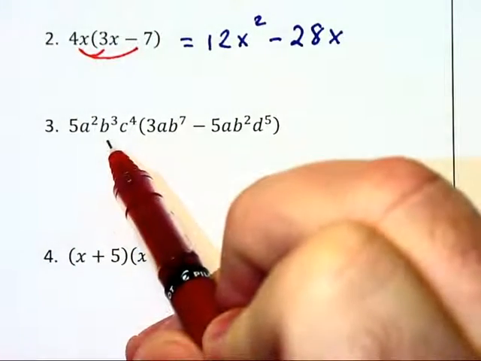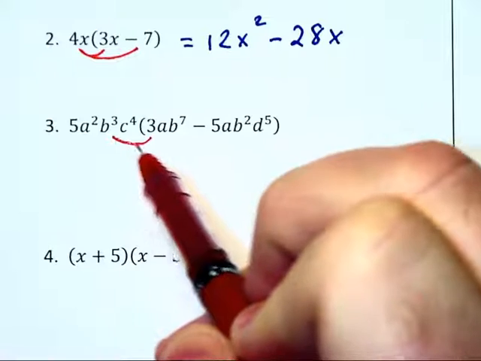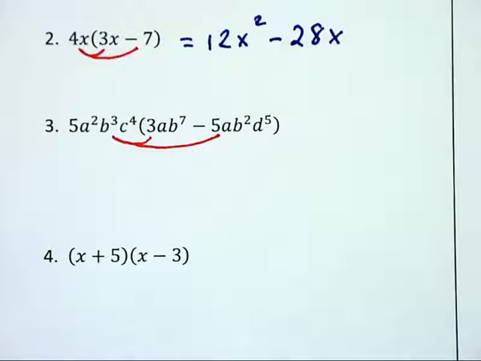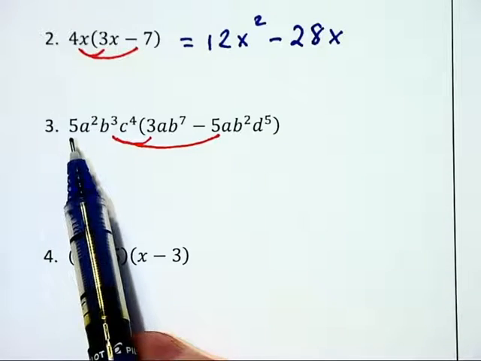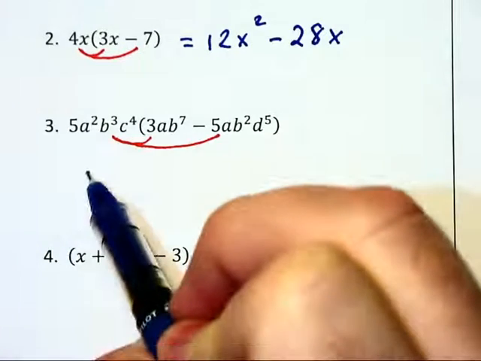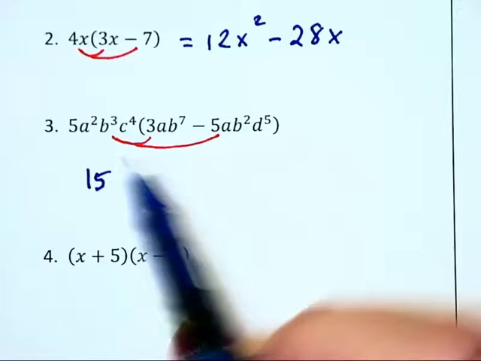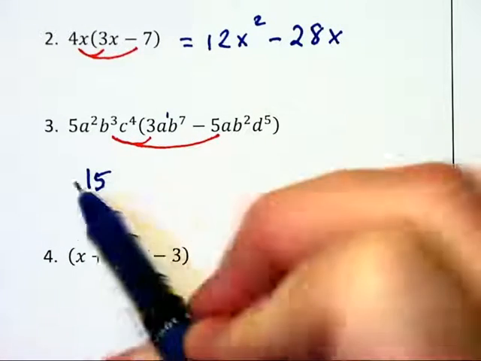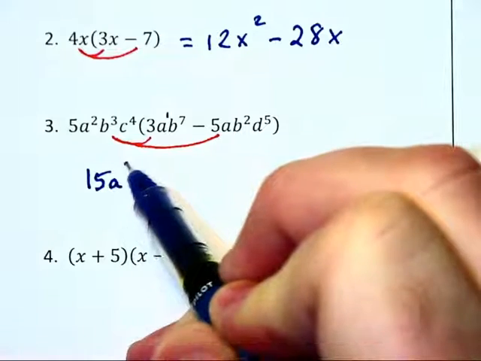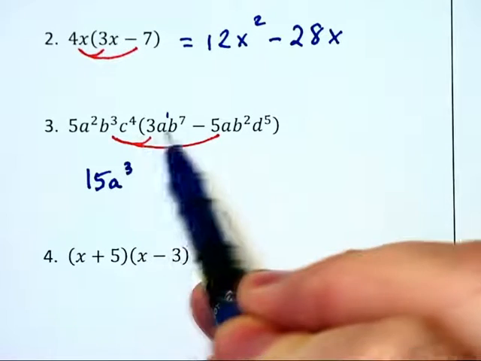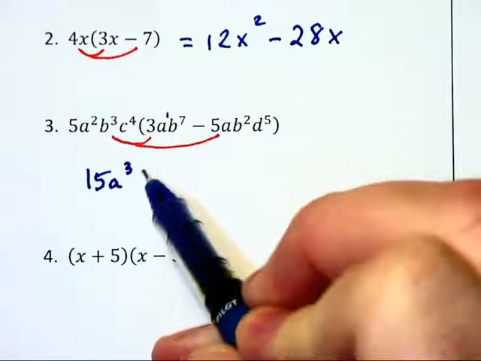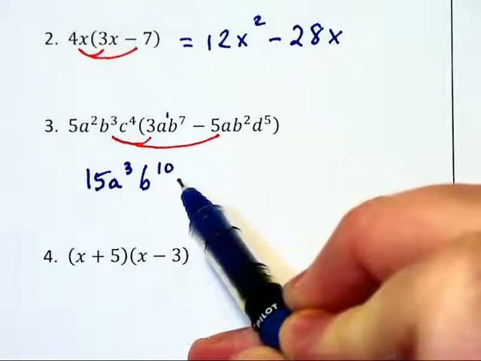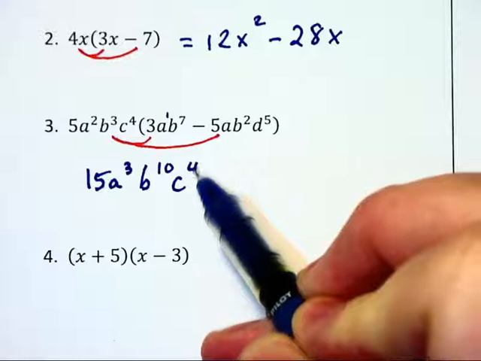In this next problem, we have distribution again. It just looks a little bit messier because of all the variables and exponents, but we begin with the coefficients. 5 times 3 makes 15. With the a's, we have a squared times 1 more a, so that makes a to the 3rd power. b to the 3rd times b to the 7th makes b to the 10th, and c to the 4th times no more c's just leaves us with c to the 4th.